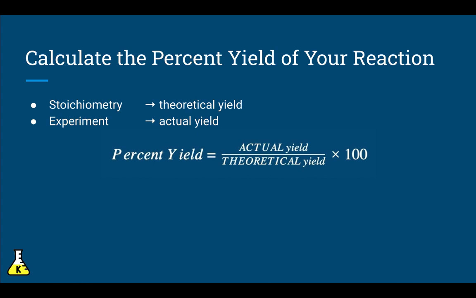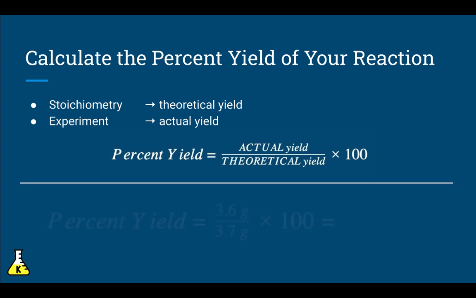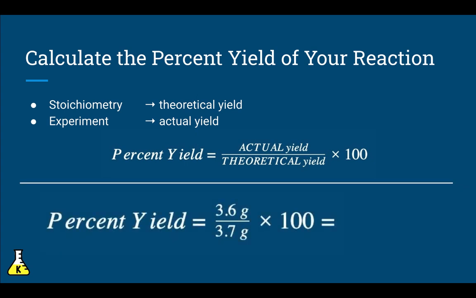Let's take our numbers from our data table, plug them in, and we get something that looks like this. Our percent yield is the 3.6 grams we actually collected divided by the 3.7 grams we should have collected times 100, which gives us a 97% yield. And that's a great percent yield for any type of chemical reaction.